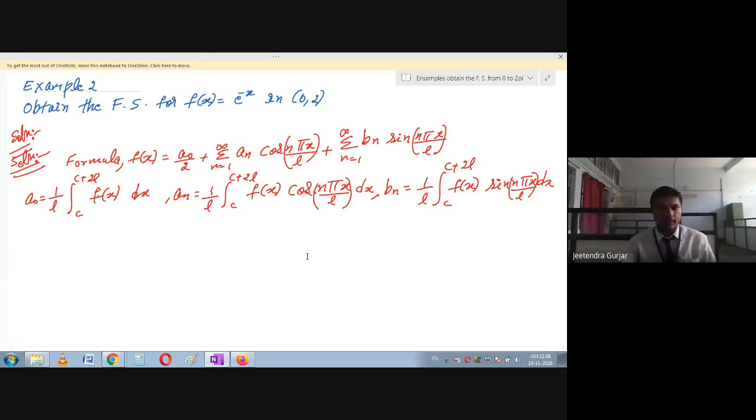Students, shall we start the example? Okay, once again, good morning students. You can see we are going to solve the next very important example in Fourier series.